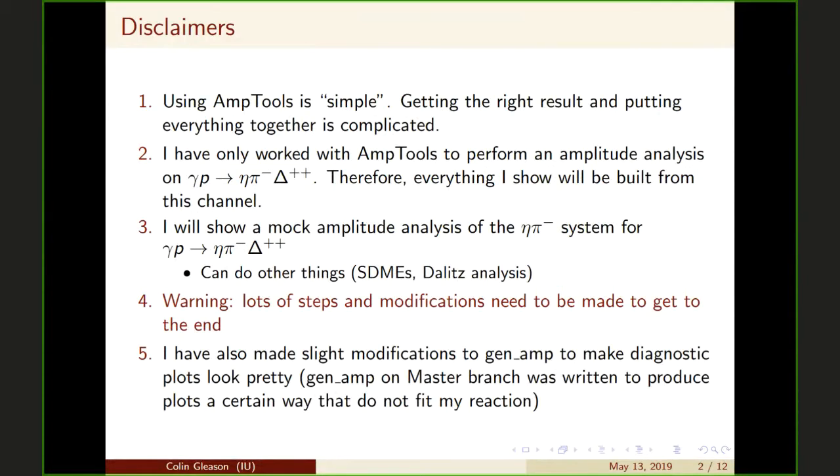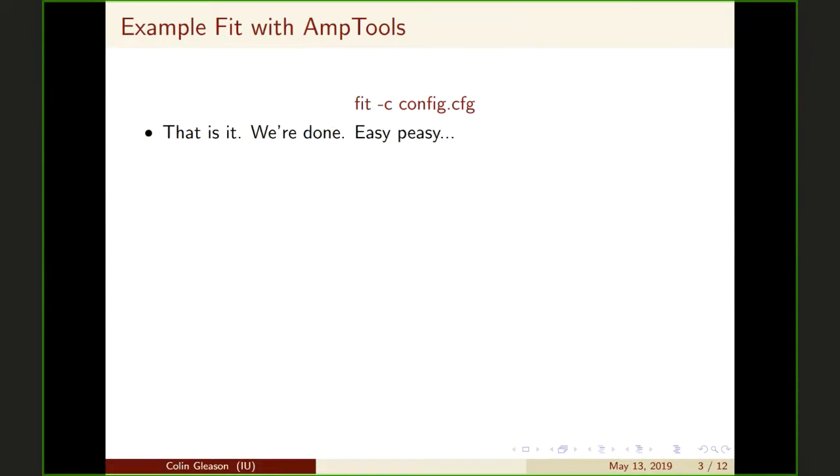Also need, right, you see some notes here. Okay, so that's it. We're done.